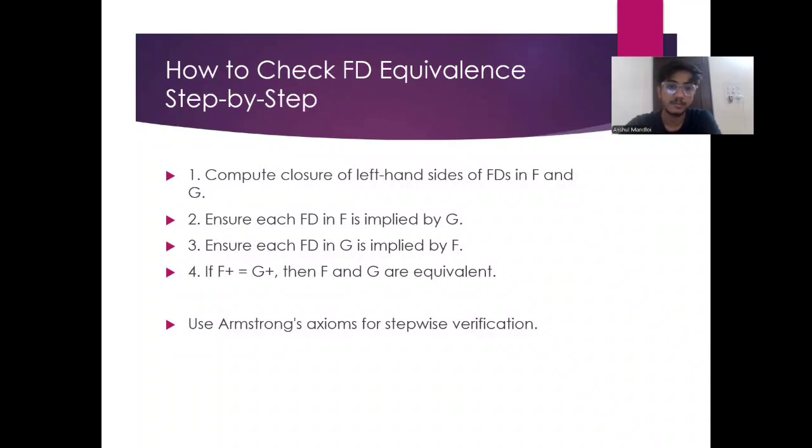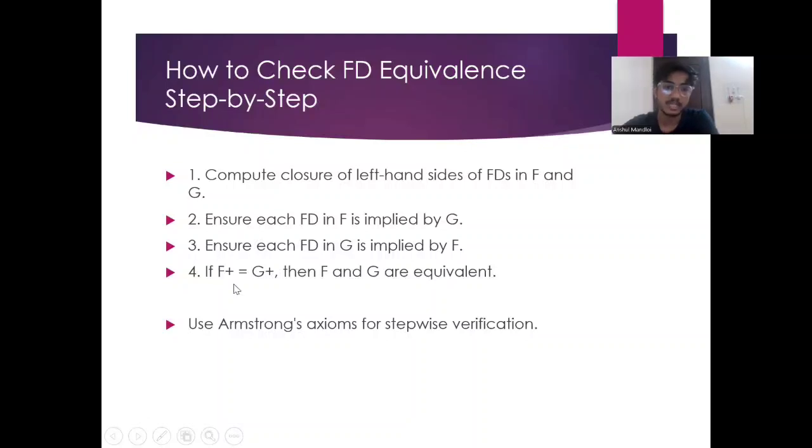First one is to compute the closure of the left-hand side of FDs in F and G. When we are given two sets of functions like F and G, we have to compute the complete closures on the left-hand side. Second, ensure each FD in F is implied by G. So, if F has X tends to Y and G has Y tends to Z, then we must agree on X tends to Y, because Y is a part of X. That's what it's trying to say.